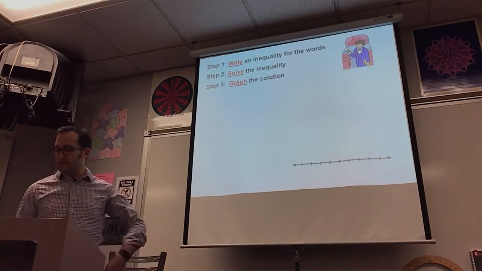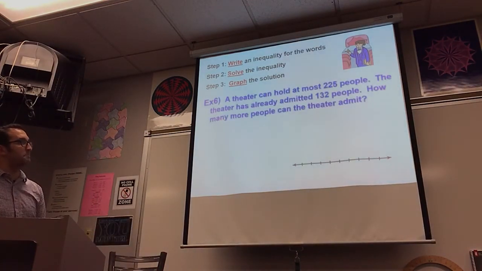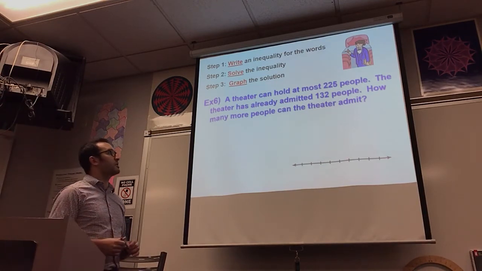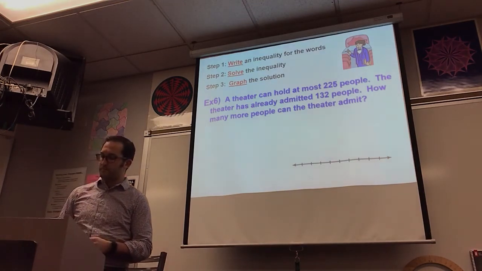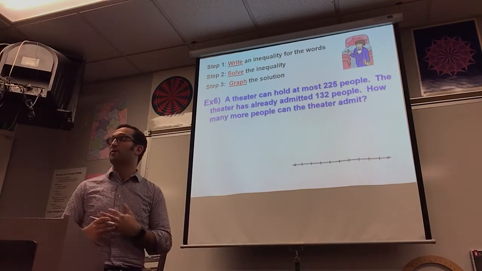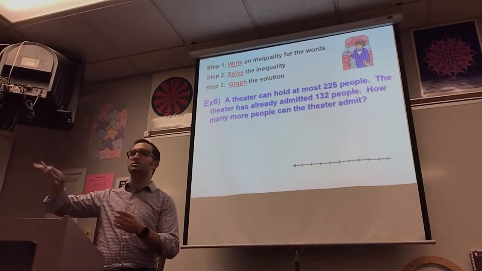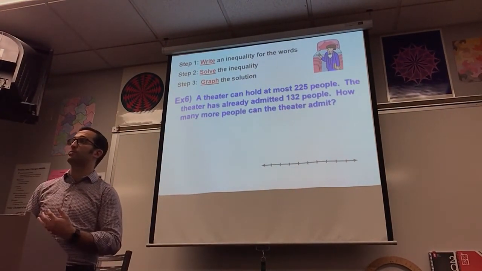Let's do the second one. The theater can hold at most 225 people. The theater has already admitted 132 people. How many more people can the theater admit? Do subtraction. Well, I think we want to do subtraction, so we'll probably set up our inequality. Our inequality will probably have addition in it, though. If we're wanting to do subtraction, it'll probably have addition in it, because subtraction would probably be our inverse operation, right?